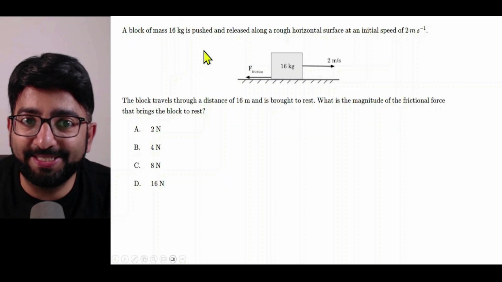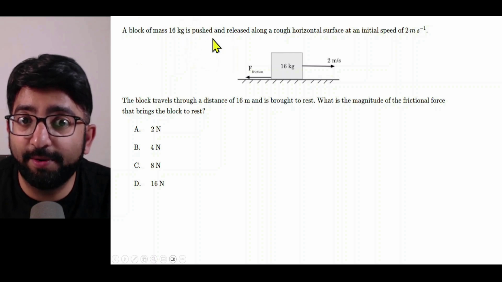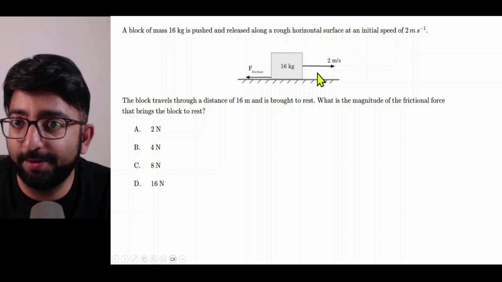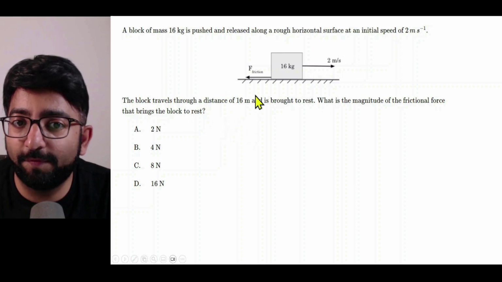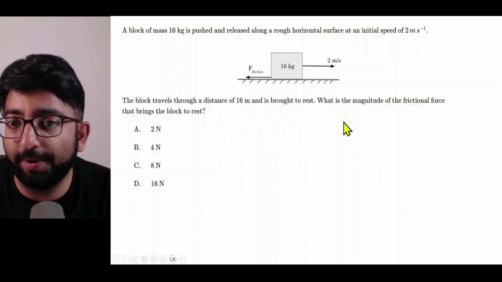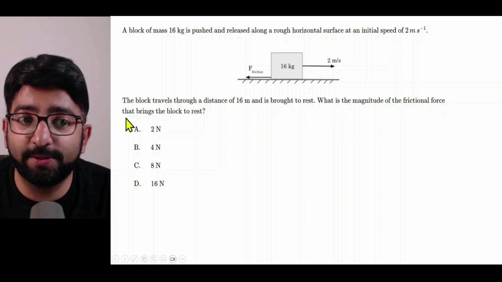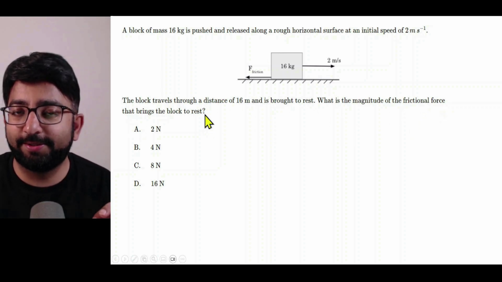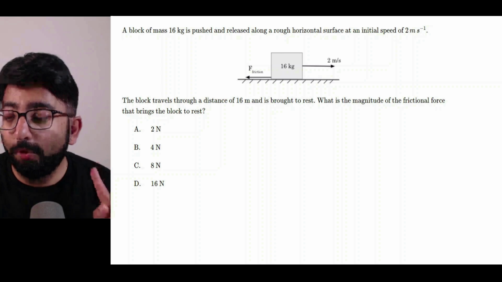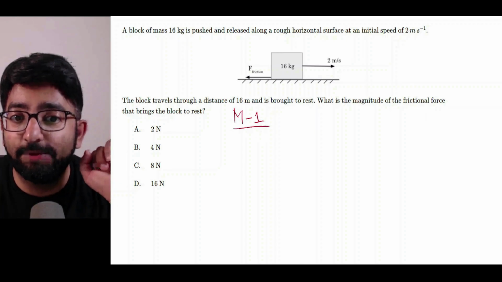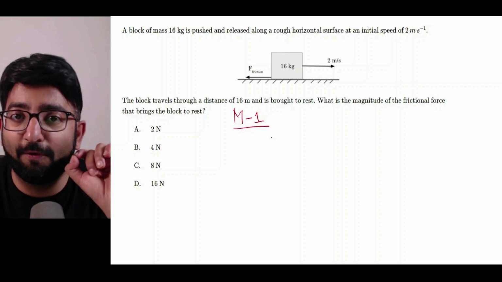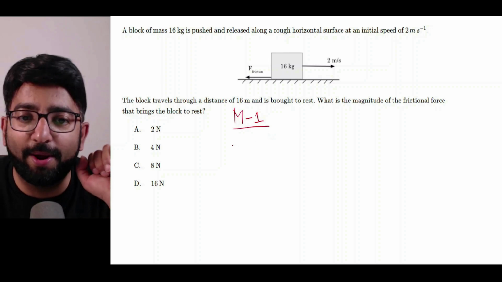A block of mass 16 kilograms is pushed and released along a rough surface at an initial speed of 2 meters per second. The block travels a distance of 16 meters and is brought to rest. We have to figure out the frictional force that brings the block to rest. So let's solve this question using both methods. Method number one is the work energy principle, and then we will use Newton's equations of motion, which are also called the Stewart equation.